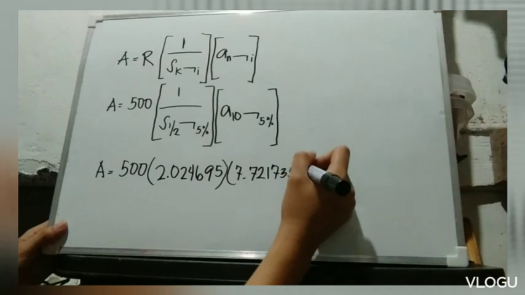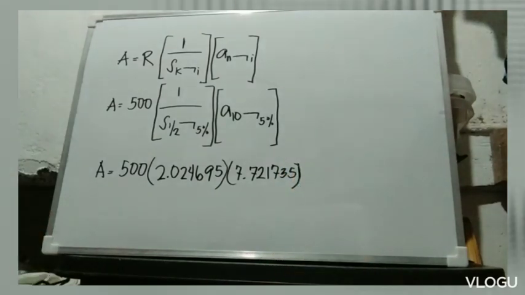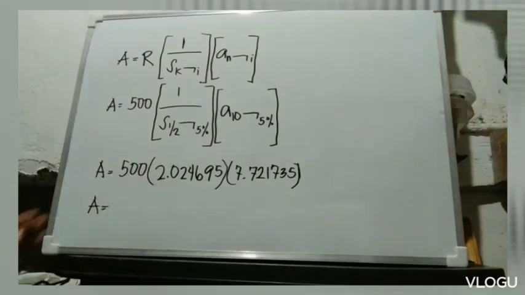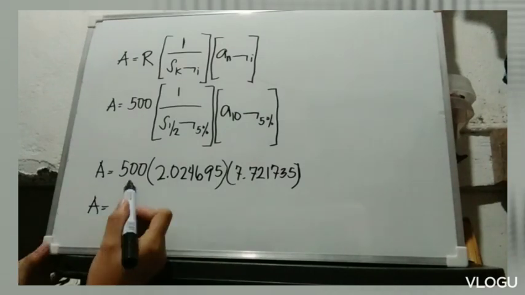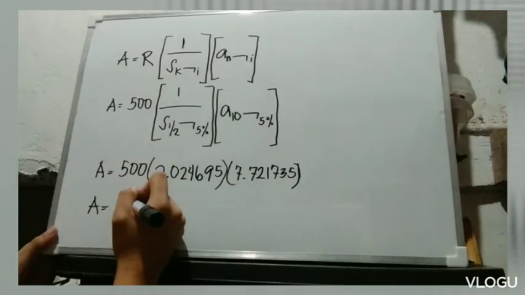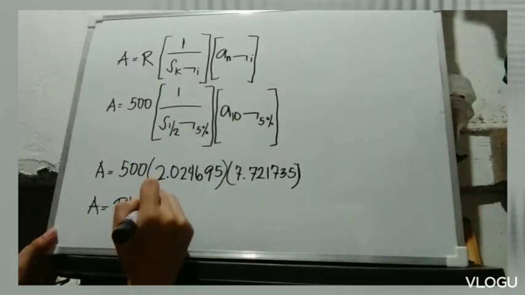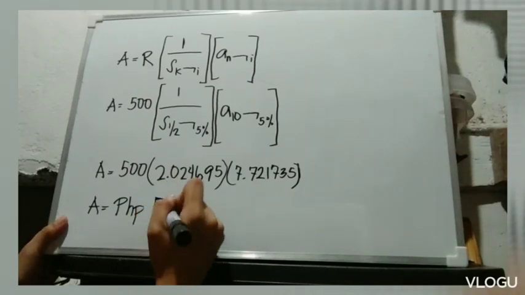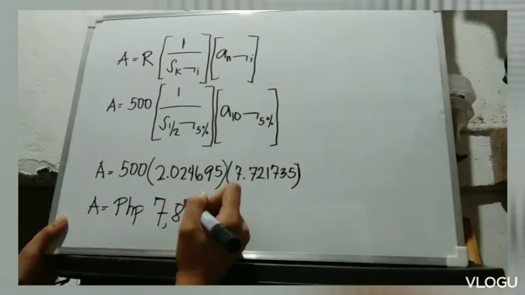So for now, let's multiply 2.024695 times 7.721735 times 500, which is equal to 7,817.08.